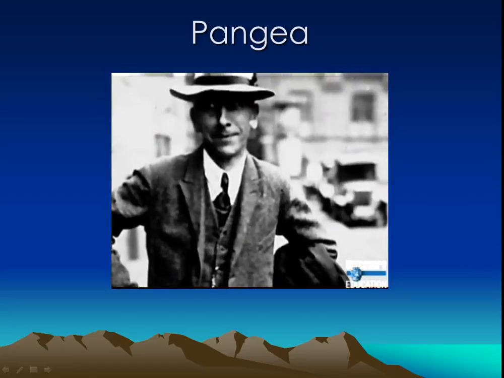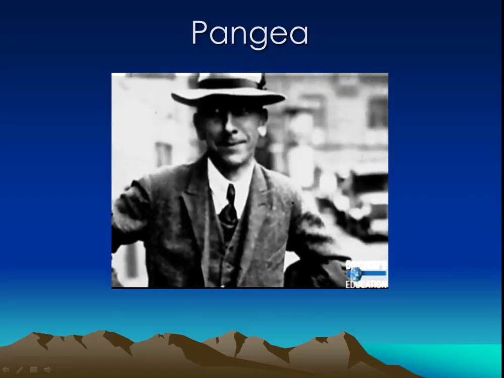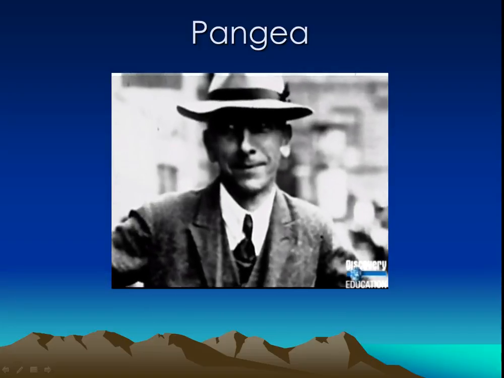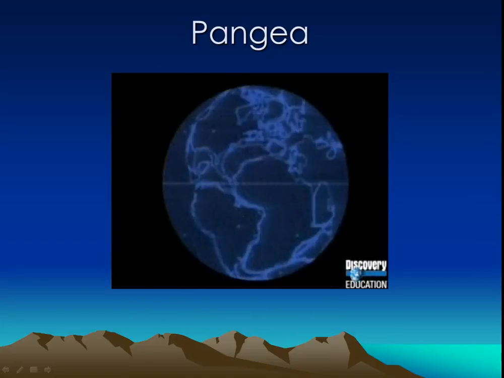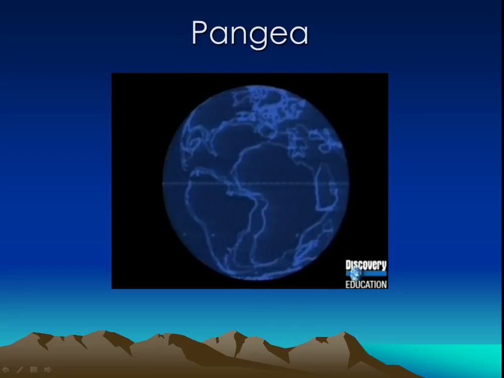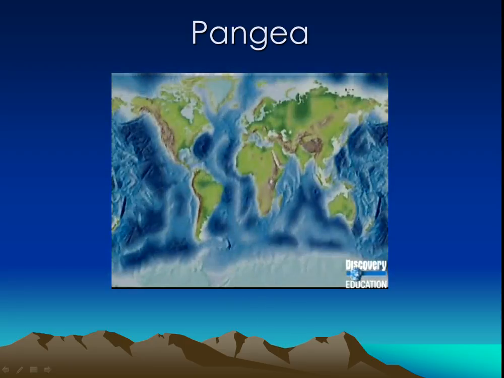In 1912, a scientist named Alfred Wegener proposed that Earth was once joined together, forming one gigantic supercontinent called Pangaea. About 240 million years ago, Pangaea started to break up. Over millions of years, the continents drifted apart. It took a long time, but eventually the continents reached their present locations.